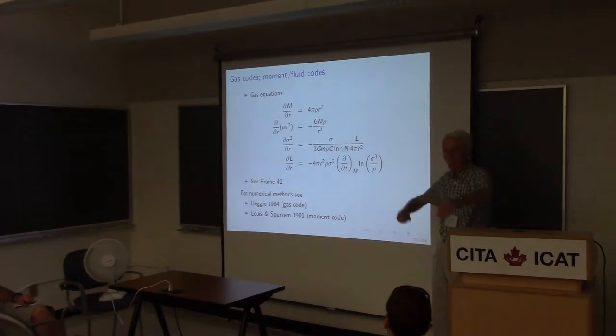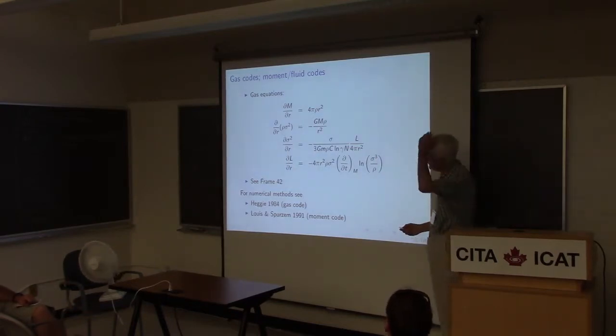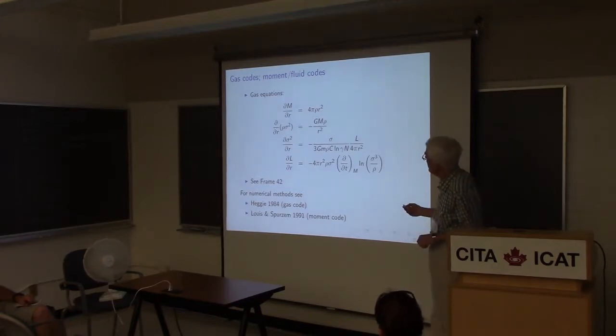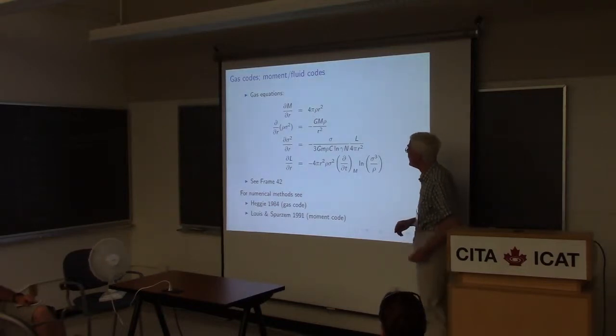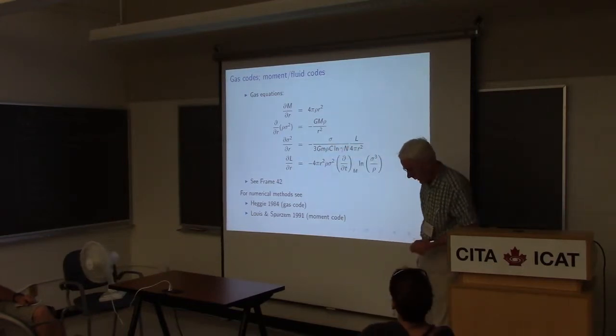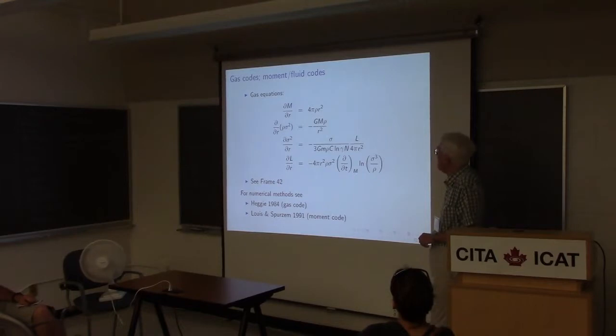Then the next stage up in elaboration are the so-called gas codes and moment or fluid codes. And I'll just give you this one specimen example. So this is the Lynden-Bell and Eggleton approach to dynamical evolution. It's basically treating the star cluster as a star, and you just have this funny thermal conductivity coefficient, which is designed to move the thermal energy around on the time scale of the relaxation time.